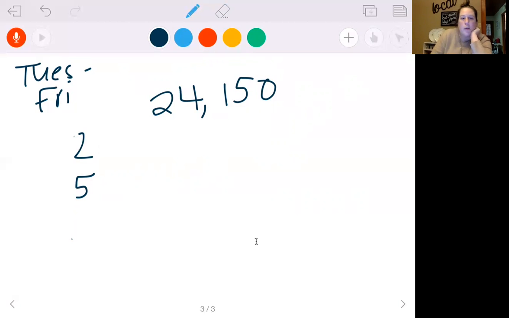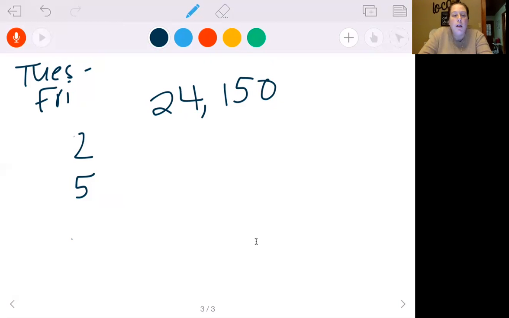So let's start with 2. If 24,150 ends in an even number, I can divide it by 2. Well, it ends in a 0, so I can divide it by 2. I'm going to put a check. Let's check out 5. It's divisible by 5 if its ones digit is 0 or 5. Well, it's a 0, so that one checks off.